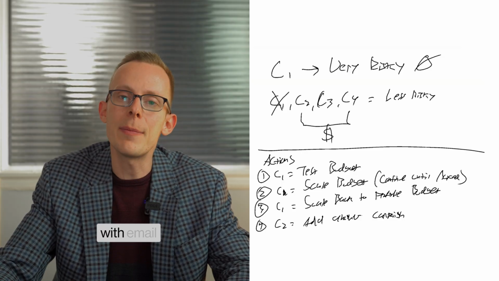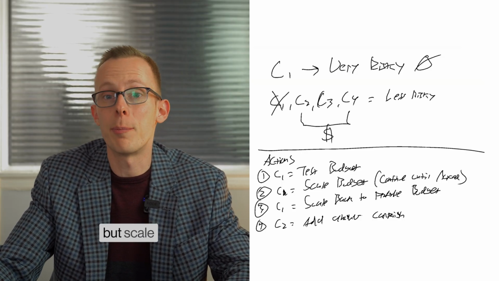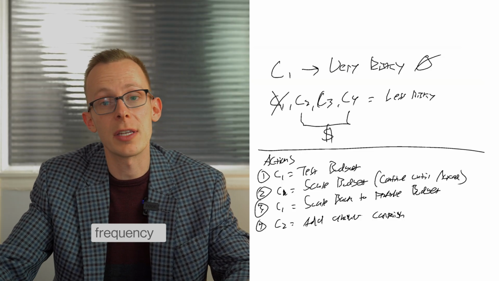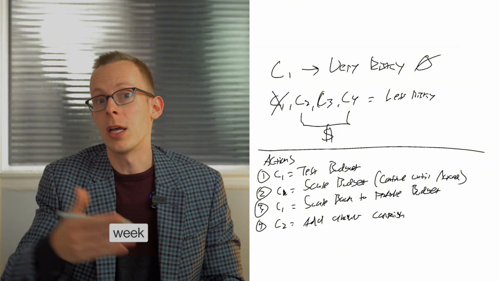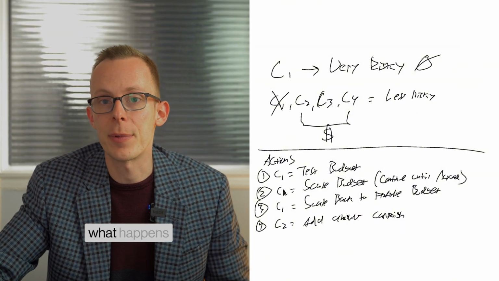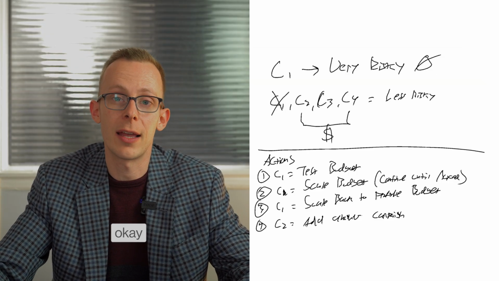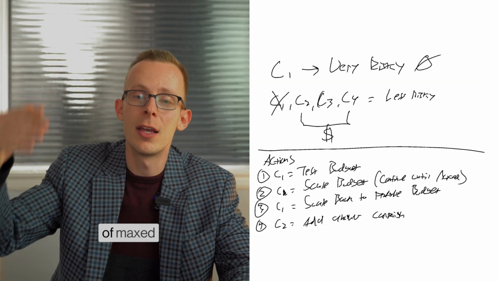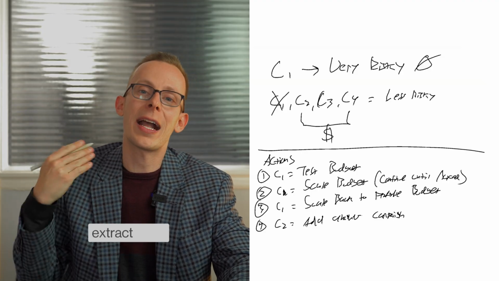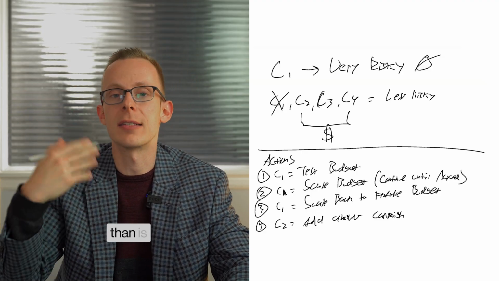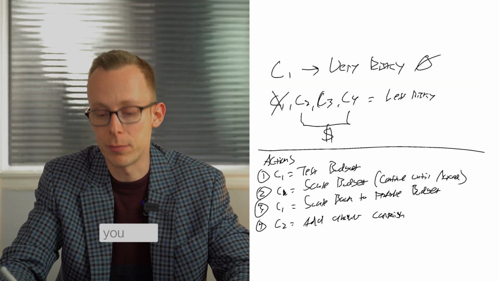Now, as an example with email, you might not be able to scale budget like crazy, but you can scale frequency. If you go from one email a week, go to one email a day and see what happens, okay? And eventually you will find your point of diminishing return, okay? That's where the campaign is kind of maxed and you're just trying to extract more from the market than is actively being replenished for you, okay?